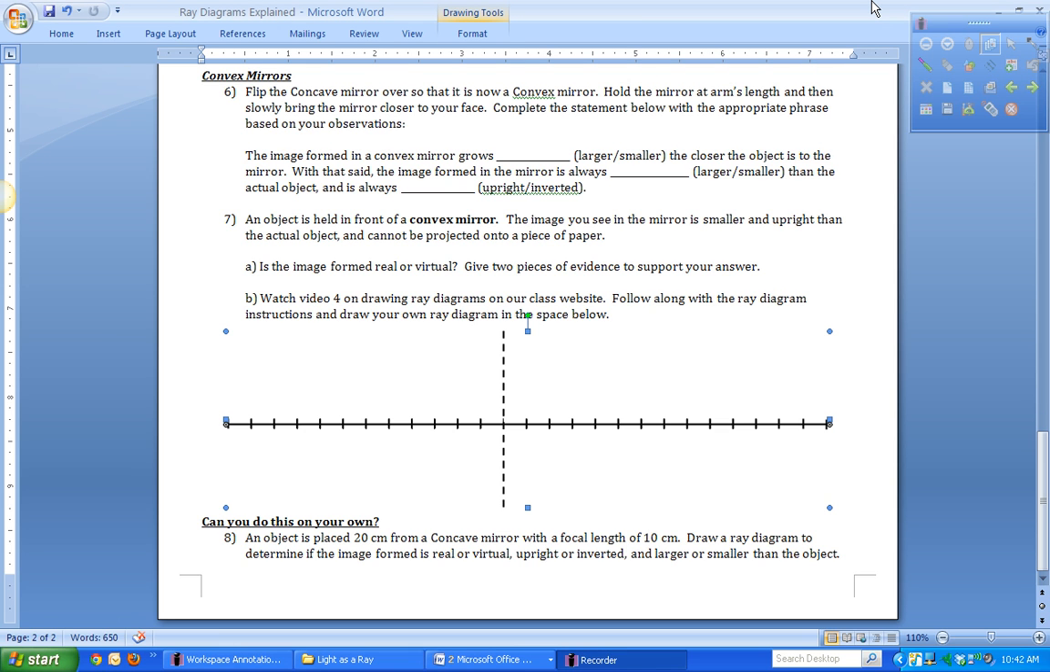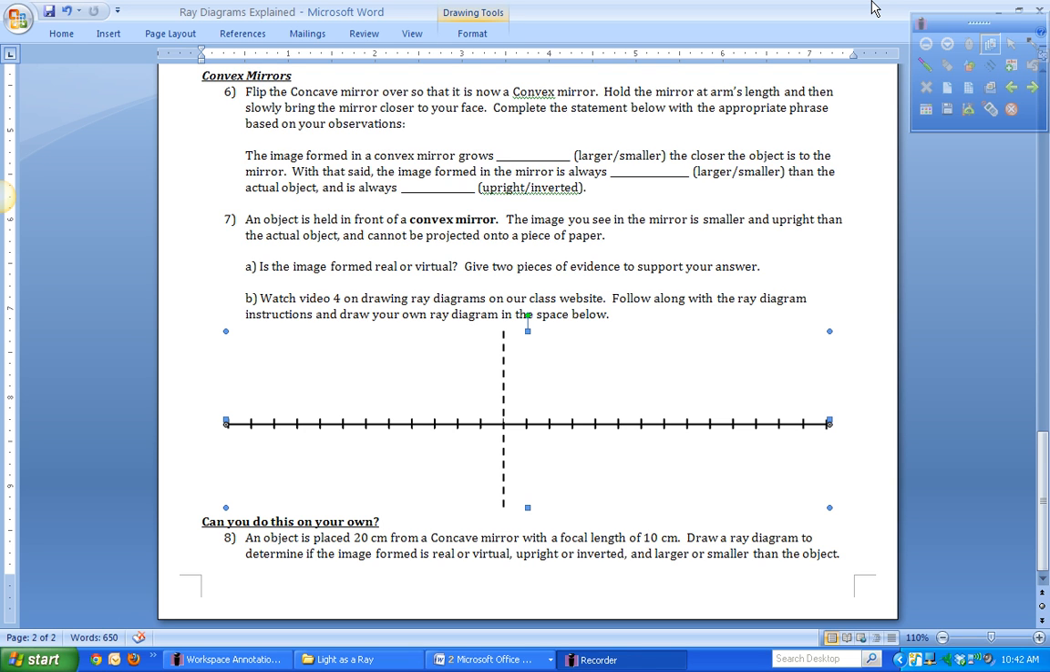Alright, so for video 4, it says that an object is held in front of a convex mirror. Notice how convex is bolded. The image you see in the mirror is smaller and upright than the actual object? Okay, whatever. It's smaller and it's upright, and cannot be projected onto a piece of paper. Is the image formed real or virtual? Give 2 pieces of evidence to support your answer. Hopefully you are capable of answering that question now. Watch video 4, which is what you're doing.